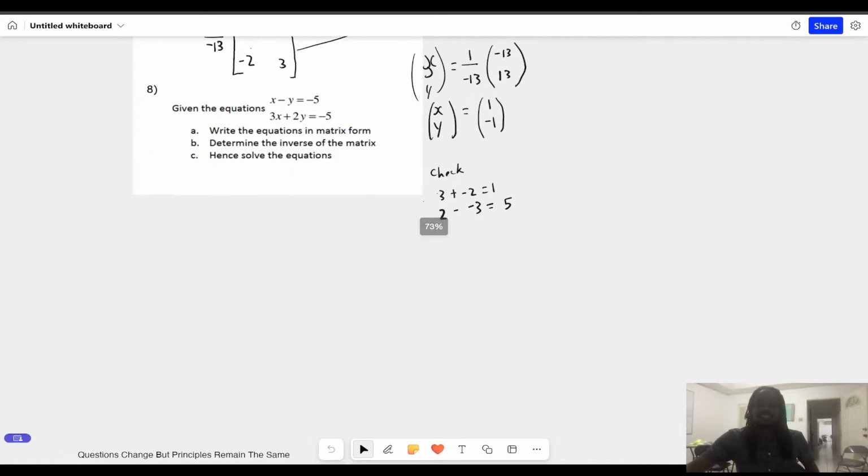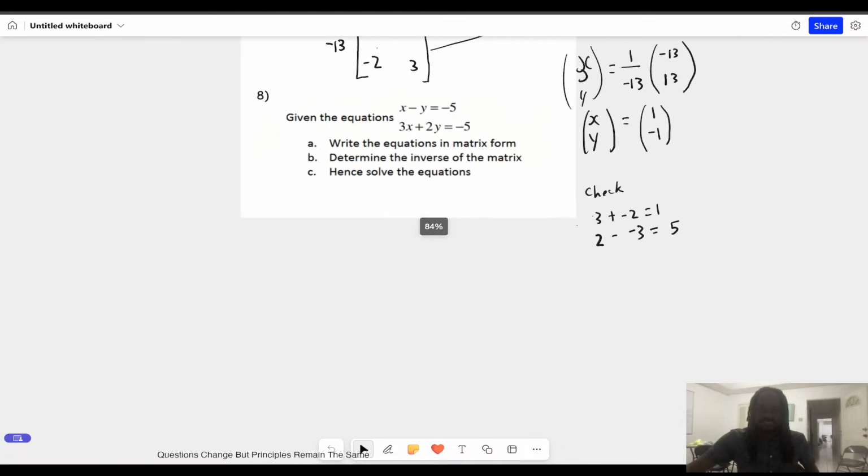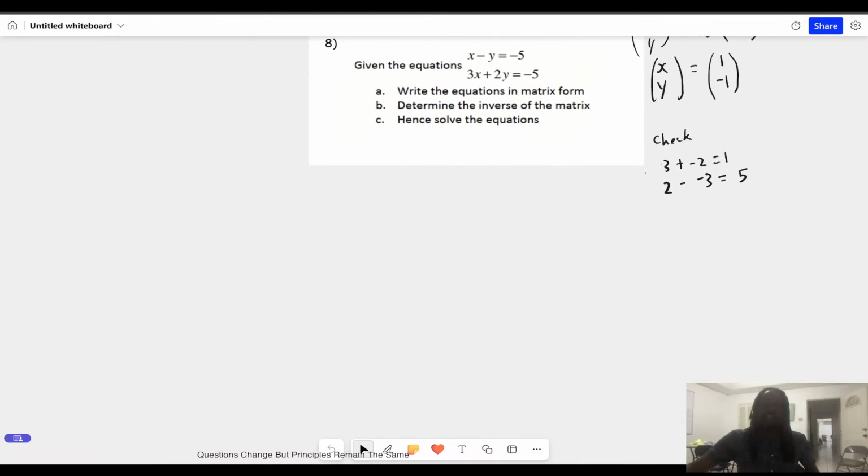Alright, let's do this next practice question here. Given the equations, write the equation in matrix form. That's the first thing. So step A, write the equation in matrix form. Remember, matrix form means AX equals B. Remember, A always represents the coefficients.